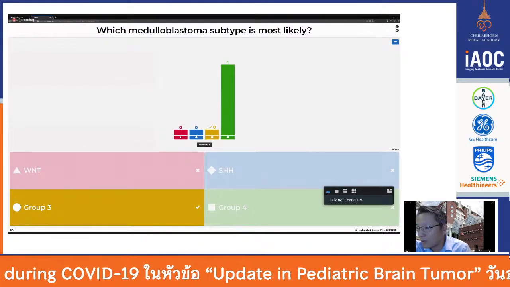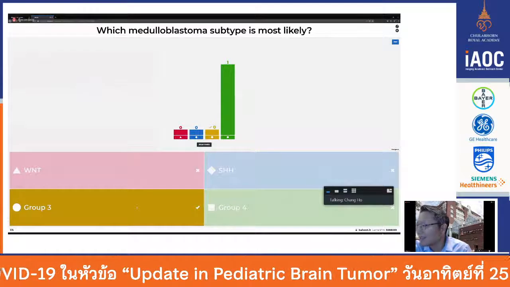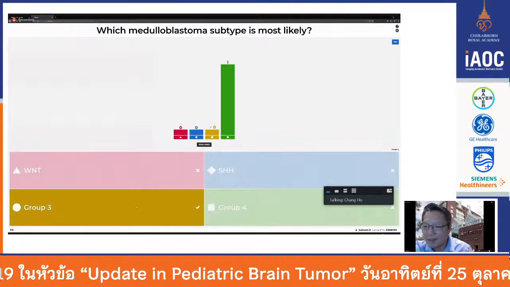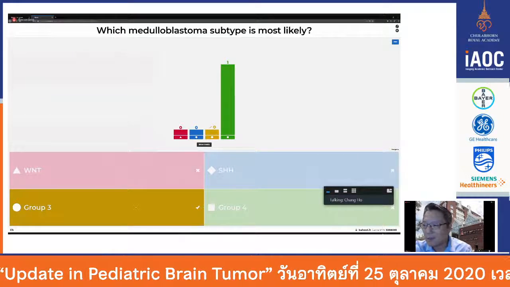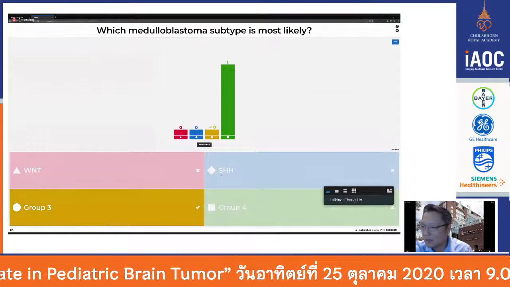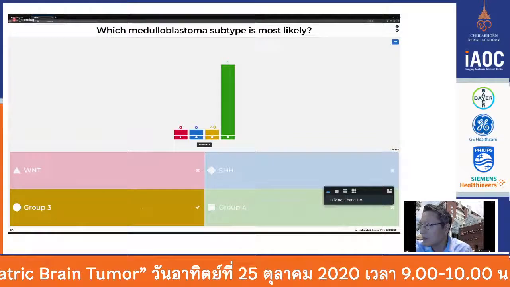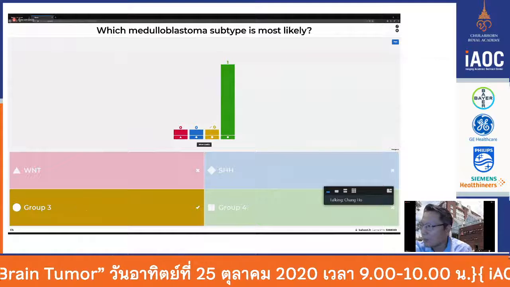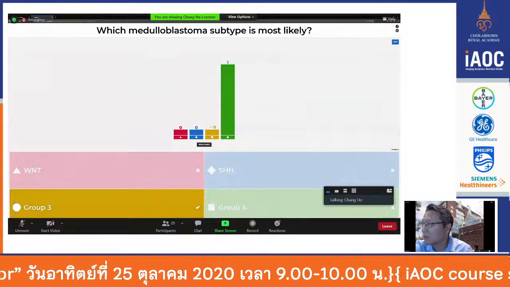Group 3. That is the correct answer. Sorry, G. This is a classic midline tumor, right? And so it's either group 3 or group 4, because off midline is going to be WNT or SHH. The way to distinguish between group 3 and group 4 is basically enhancement. And because this thing enhances, it's probably going to be more of a group 3 tumor. All right, let's go on to the next question.